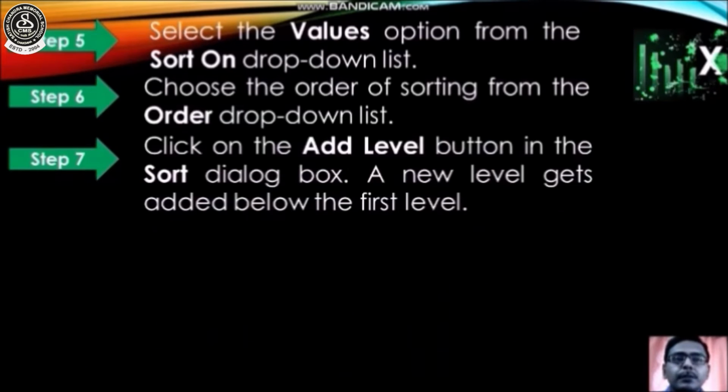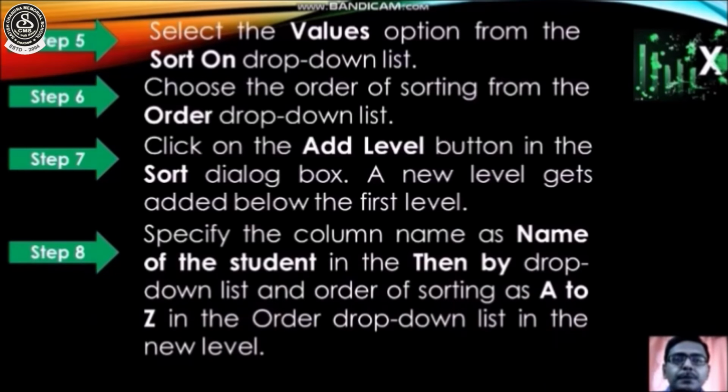Step number 7, click on the Add Level button. In the Sort dialog box, a new level gets added below the first level. Step number 8, specify the column name as name of the student in the Then by drop down list and the order of sorting as A to Z in the Order drop down list in the new level. And at last, in step number 9, click on the OK button.